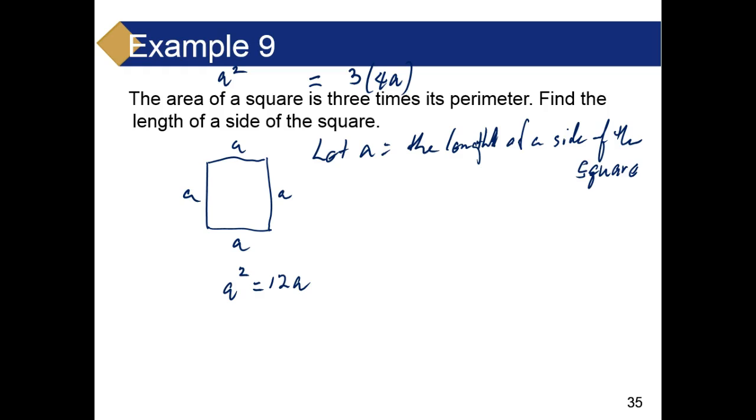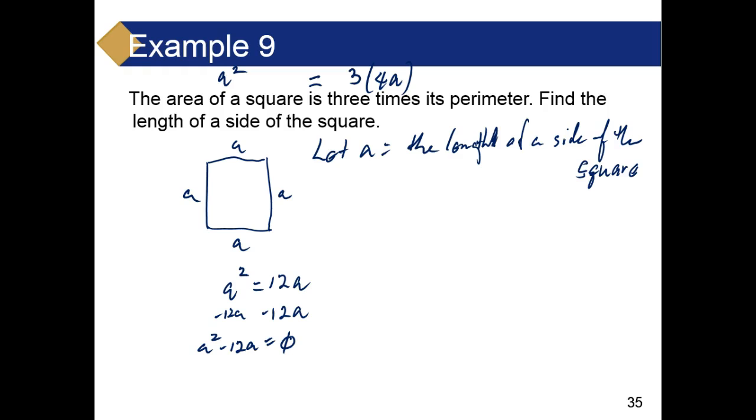How? Here he goes dividing by A again. Oh, yeah. Subtract 12A from both sides. And that gives us A squared minus 12A is equal to 0. That's what we want. Anytime you have a polynomial with degree greater than 1, you want everything on one side, 0 on the other side.